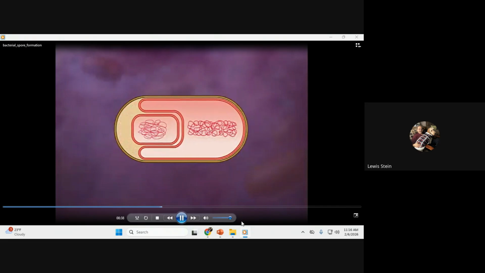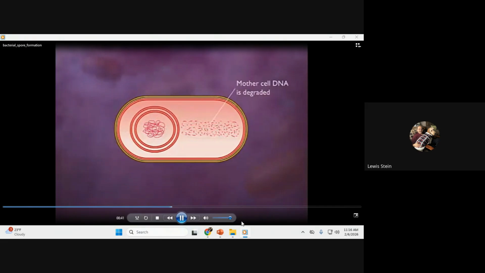Next, the DNA divides into two complete copies, and the mother cell membrane invaginates to form the developing forespore. The mother cell membrane continues to grow and engulfs the developing spore. The developing spore is now surrounded by two membrane layers. Next, peptidoglycan is laid down between the two membranes of the developing spore to form the cortex. Dipicolinic acid is formed inside the developing spore, and calcium enters from the outside. As calcium enters the spore, water is removed.